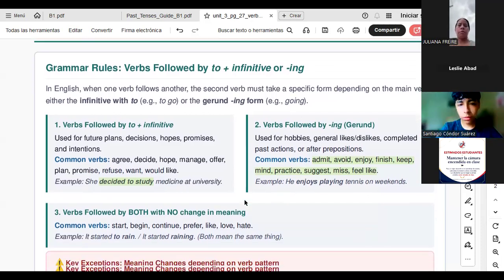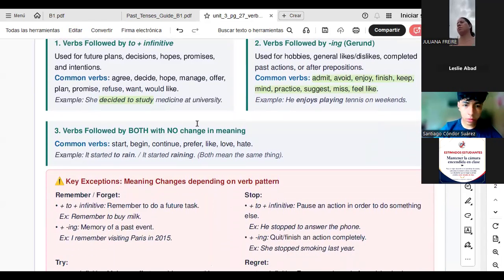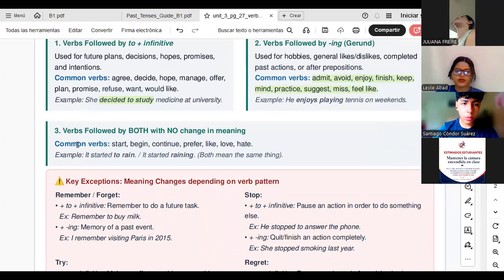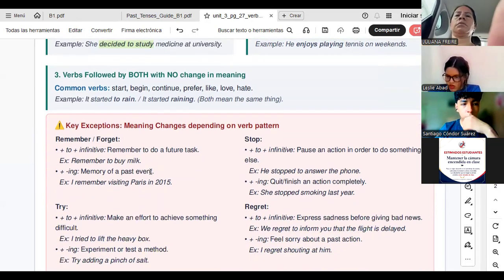Okay? Then we have verbs followed by both, with no change in meaning. So we can use ing or infinitive and it's the same. Common verbs: start, begin, continue, prefer, like, love, hate. Example, it started to rain or it started raining. Both mean the same thing. It's okay if you say it started to rain or it started raining. It's correct and the meaning is the same. There's no change. But then we have the most difficult ones, where we can use both, but the meaning changes.